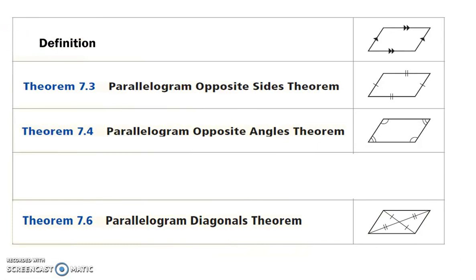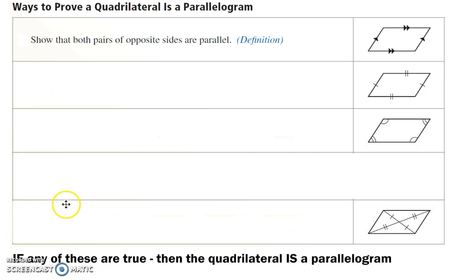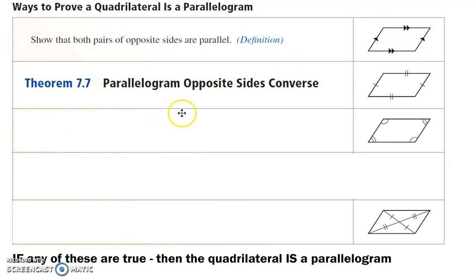Now, if we want to prove that a quadrilateral is a parallelogram, if any of these are true, then the quadrilateral is a parallelogram. So those are usually the converse of those theorems. The definition of it: if we have two sets of parallel sides, it's a parallelogram. Or if opposite sides are congruent, then it is a parallelogram. That's Theorem 7.7, the opposite sides converse.